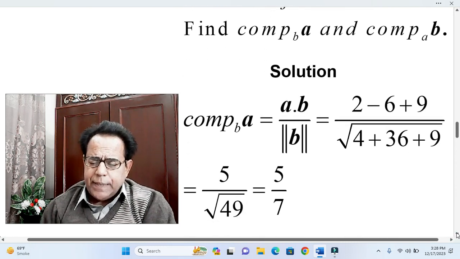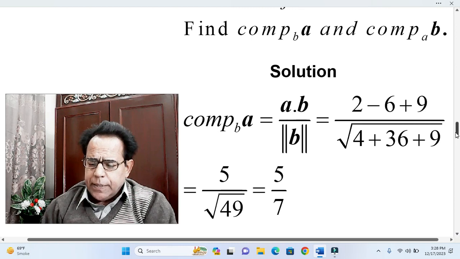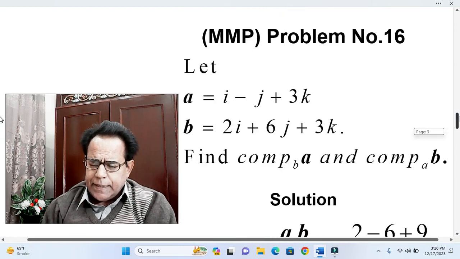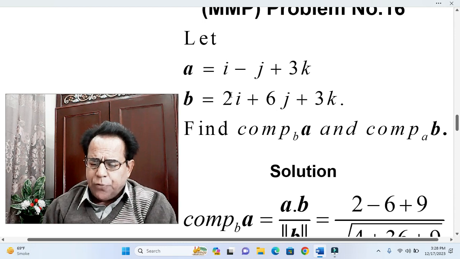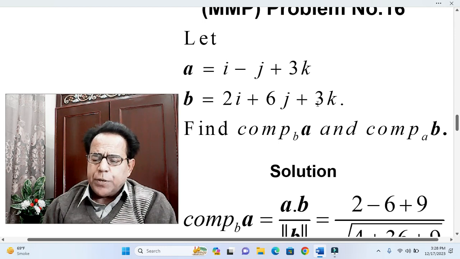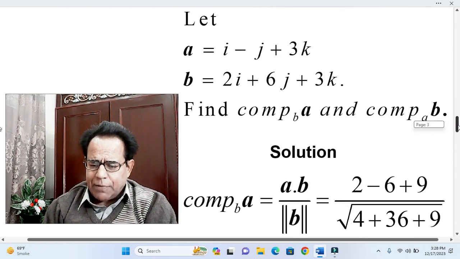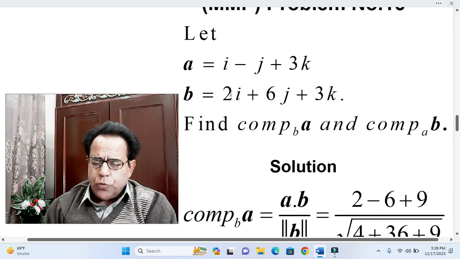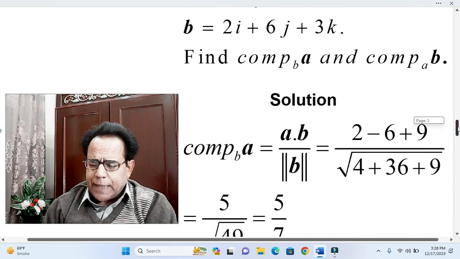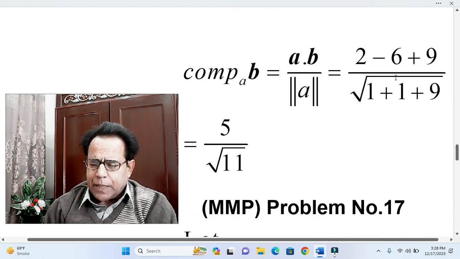Solution: component of B on A is equal to A dot B over magnitude of A. Dear students, here we see that B magnitude becomes 4 plus 36 plus 9, that is 49, and root 49 will be 7. Now A dot B, 2 minus 6 plus 9. Sorry, 11.